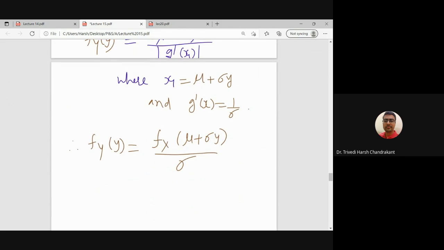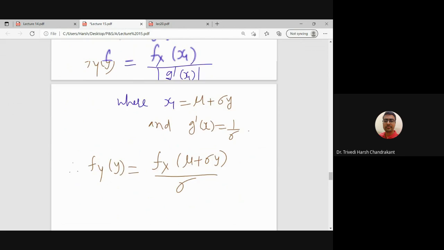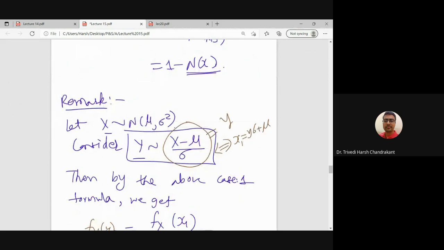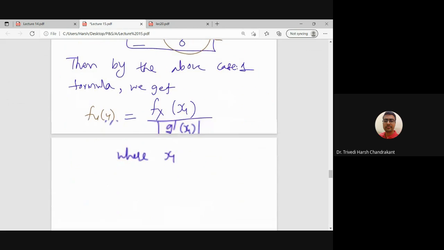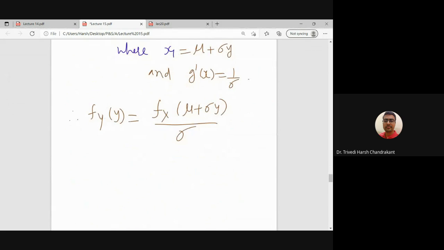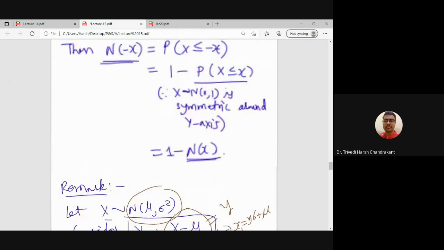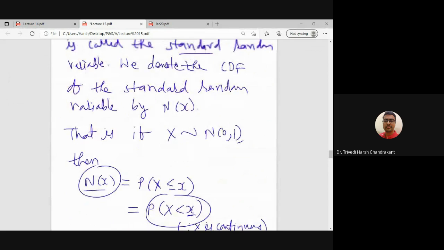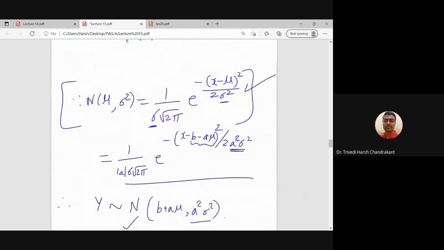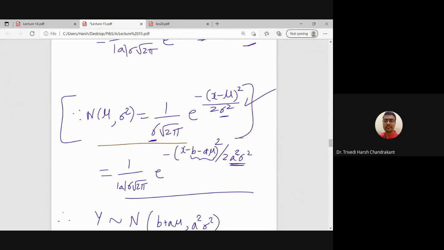So what is fx? Fx is the PMF of the random variable n mu sigma square. We already know that it is 1 upon sigma root 2 pi. So this is its PMF.